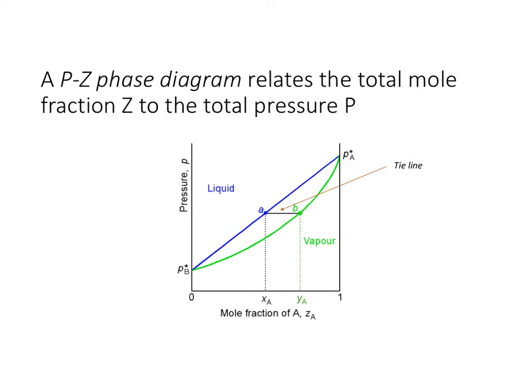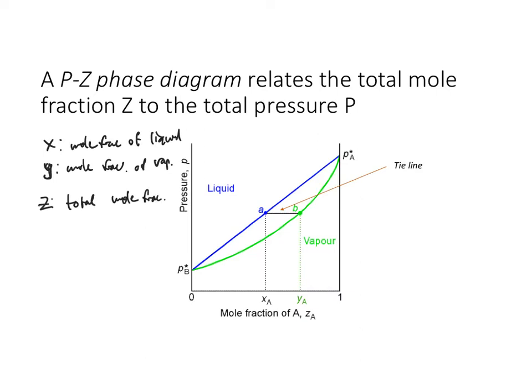First, I'd like to introduce you to this idea of a PZ phase diagram. So this is a new type of phase diagram. Instead of pressure temperature, this is pressure mole fraction. If X was the mole fraction of liquid and Y is the mole fraction of vapor, then Z is total mole fraction. That is the mole fraction of the liquid and vapor states combined together.